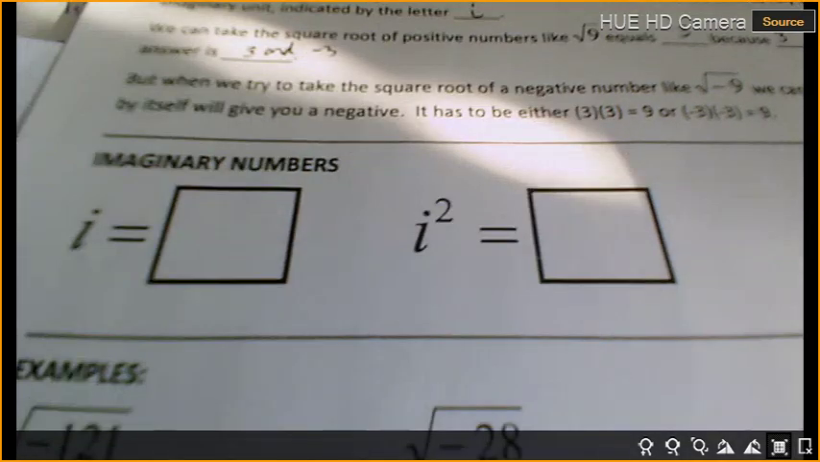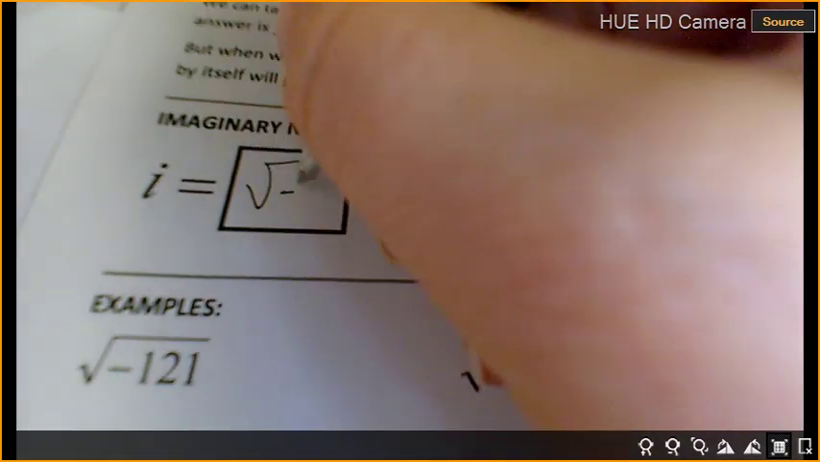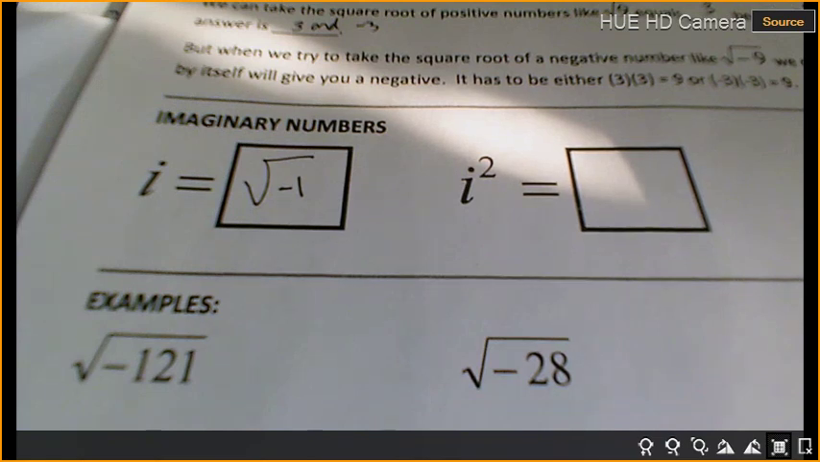So we call it i. i stands for the square root of negative 1. Now what if we had the square root of negative 1 squared? What do we get?